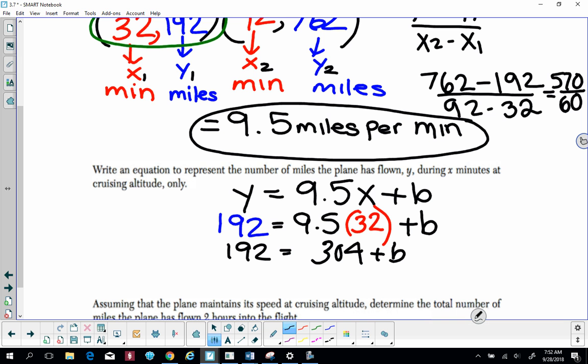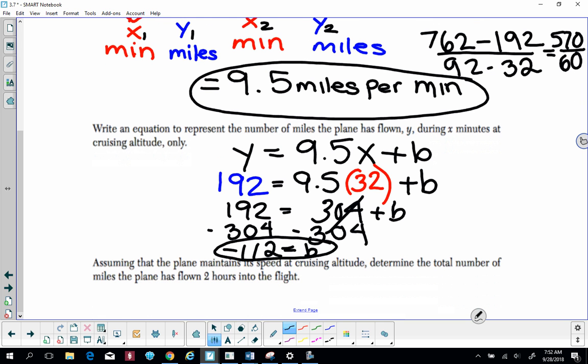Then how do we get b by itself? Subtract 304. And you end up getting b equals what? Was it negative? Yes. So that means the plane starts below sea level because it's negative. That does make sense, because sometimes we're really high above sea level, it's just different everywhere. So this plane starts below sea level.